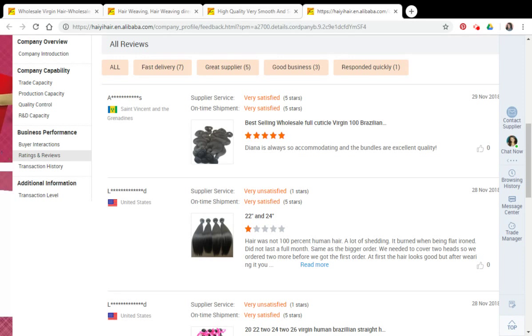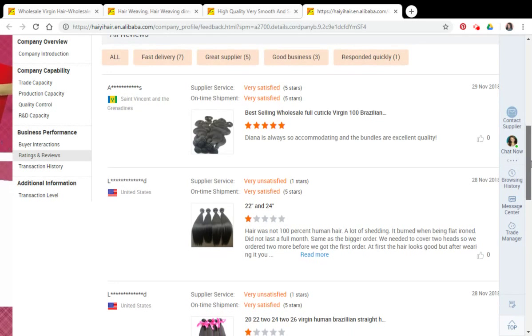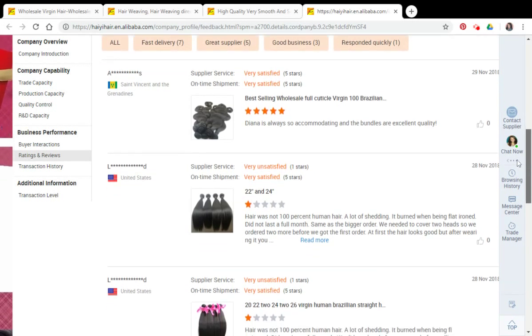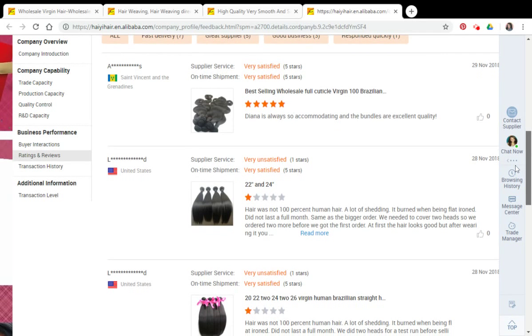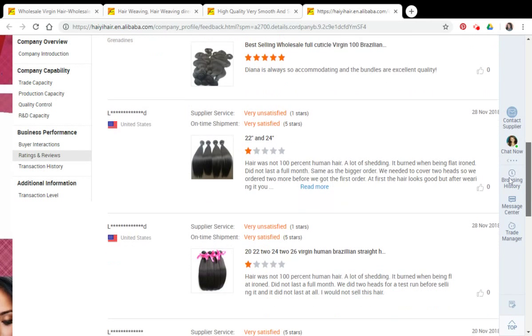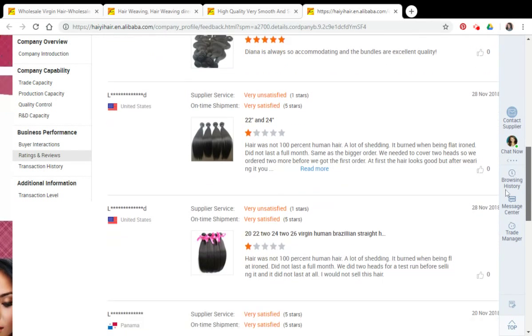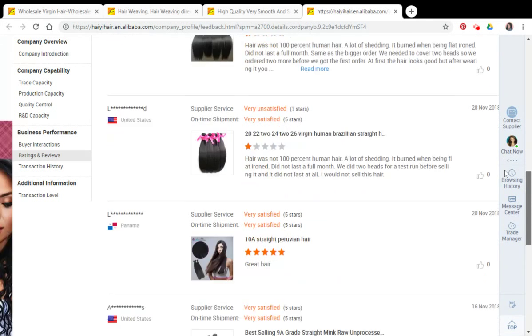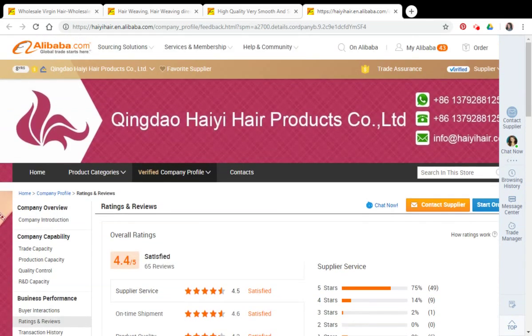Hair was not 100% human hair. A lot of shedding. It burned when being flat ironed. Did not last a full month. So that is not a good thing. Okay. It said we needed to cover 2 heads, so we ordered 2 more before we got the first order. At first, the hair looks good, but after wearing it, it wasn't good. So this is a vendor that would not make it onto your list.